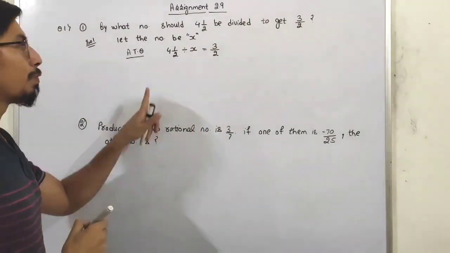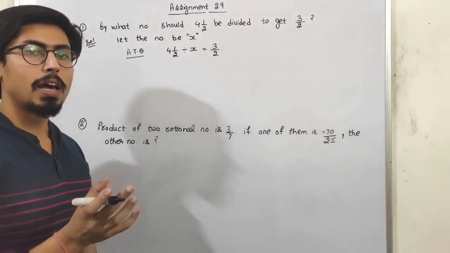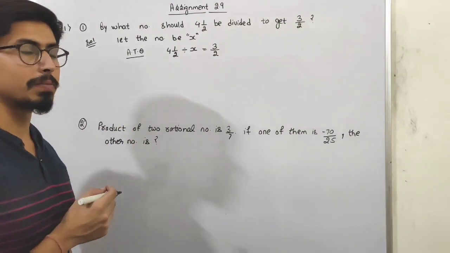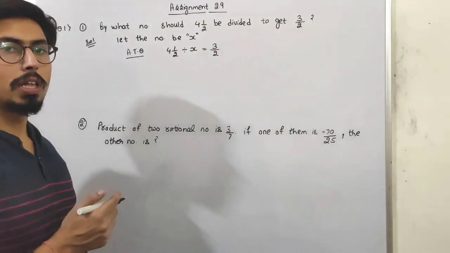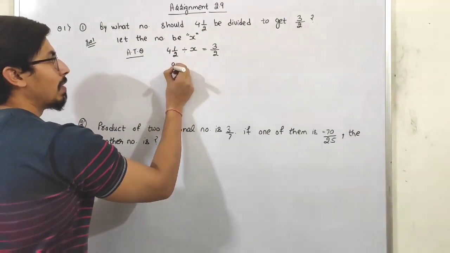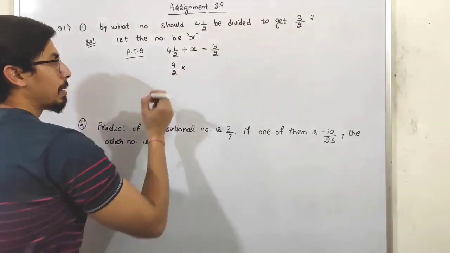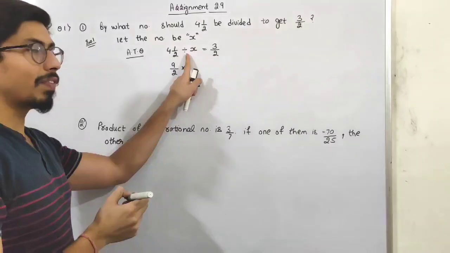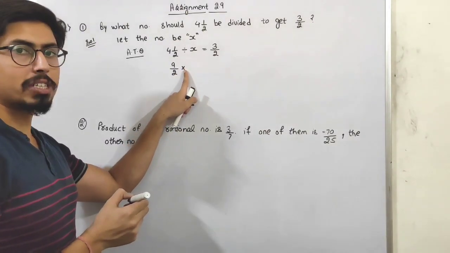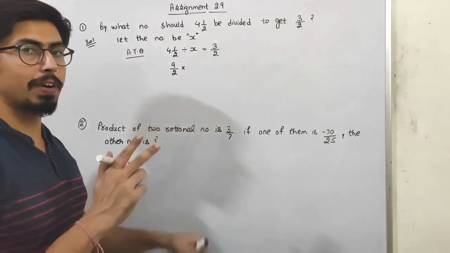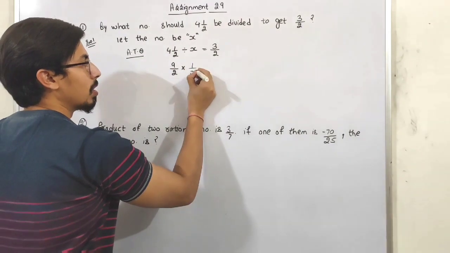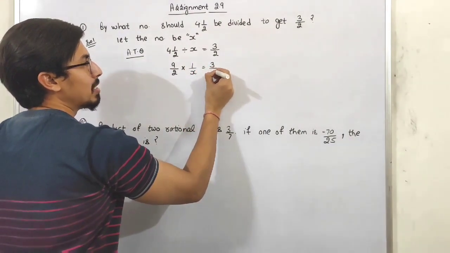Okay, students. So 4 1/2 is a mixed expression. I will solve it and convert it into a rational number. So 4 into 2 is 8, plus 1 is 9/2. So it will be 9/2. Here you have the divide sign, so I remove the divide sign and put a multiplication sign, so that the number after it gets reciprocated. So x can be written as 1 by x now, and 3/2 as it is.